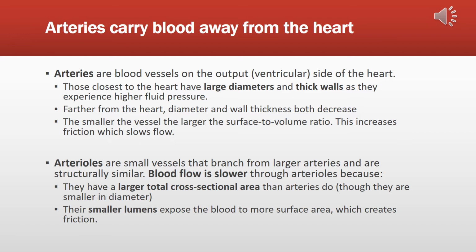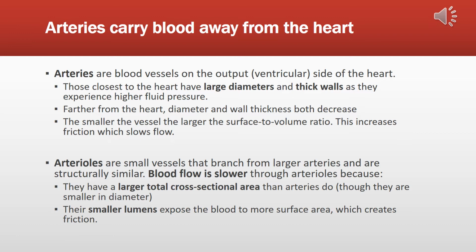Farther from the heart, the arteries become smaller in diameter and the wall thickness decreases. And this causes an increase in friction, which slows blood flow, just because the smaller the vessel, the larger the surface to volume ratio. And eventually arteries become arterioles as they become smaller, and these obviously branch from larger arteries and have a very similar structure.